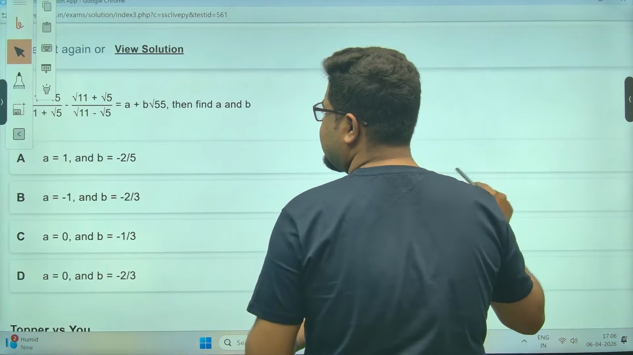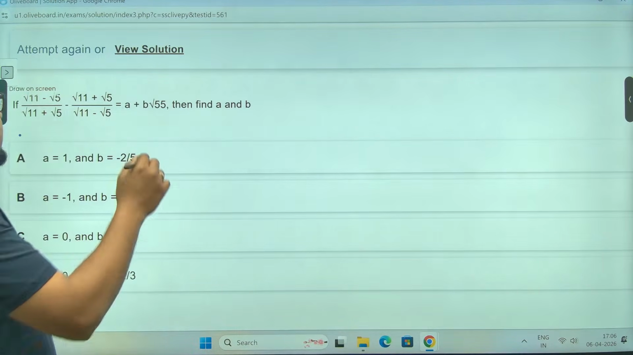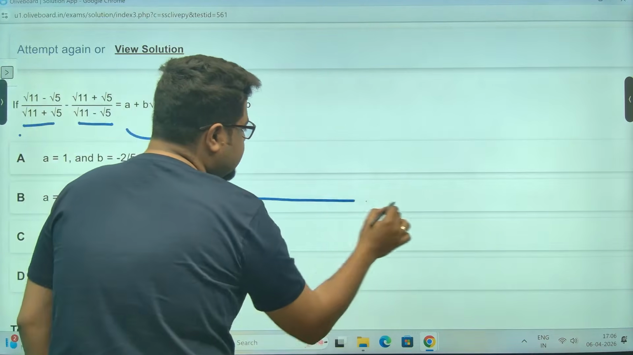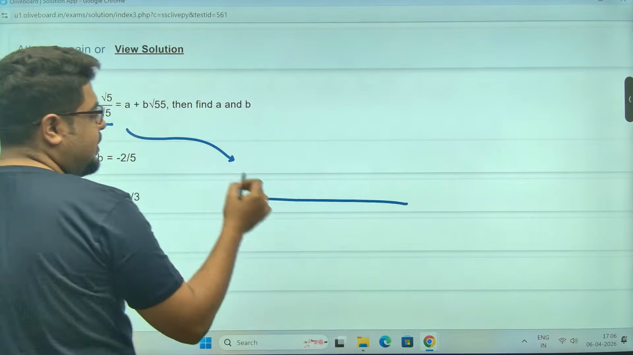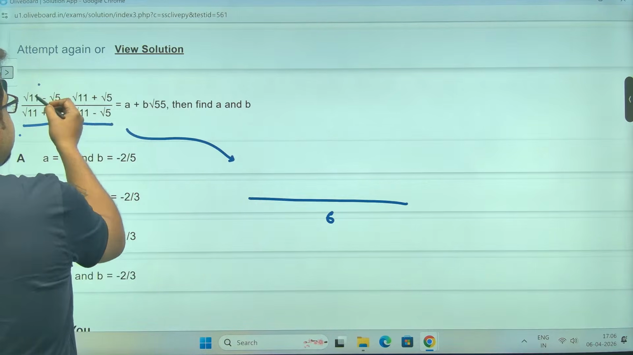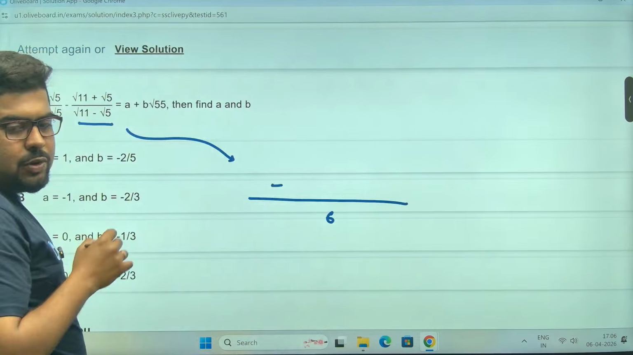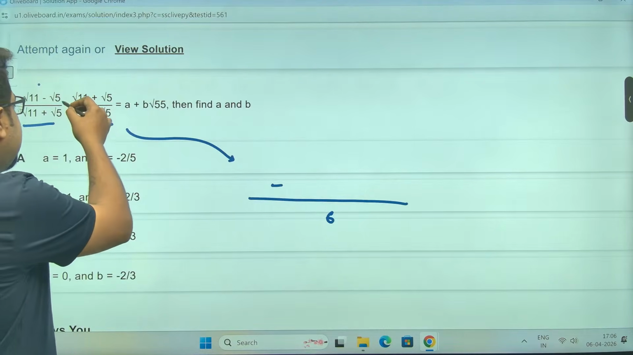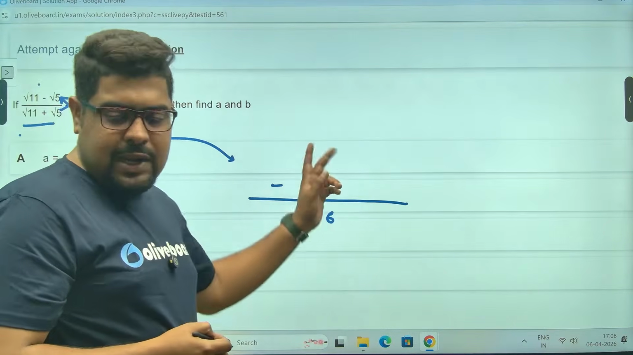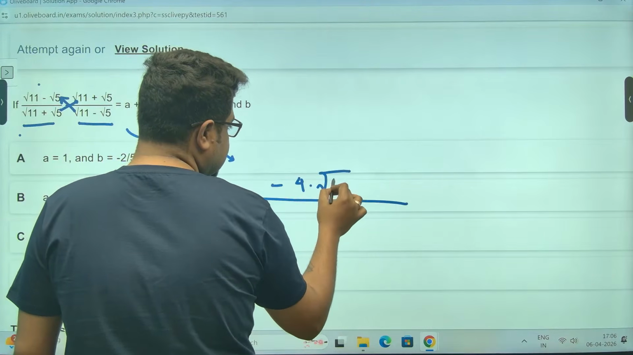Again, a third related question. Let's solve. In these situations, always, automatically if I add, the rationalization will happen. 11 minus 5, that is 6, is the LCM. And this will be a minus b whole square minus a plus b whole square, so minus 4ab, that is the formula. If you cross multiply, a minus b whole square minus a plus b whole square will give you a minus 4ab, minus 4 root 55.